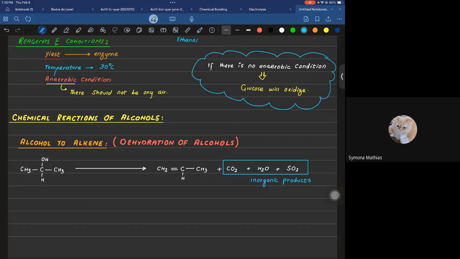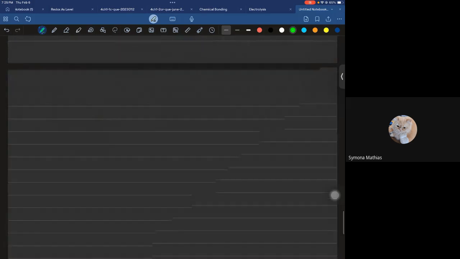These are inorganic products. Okay. So your main product is this. Your main product is this, that you have produced alkene. There is another possibility.